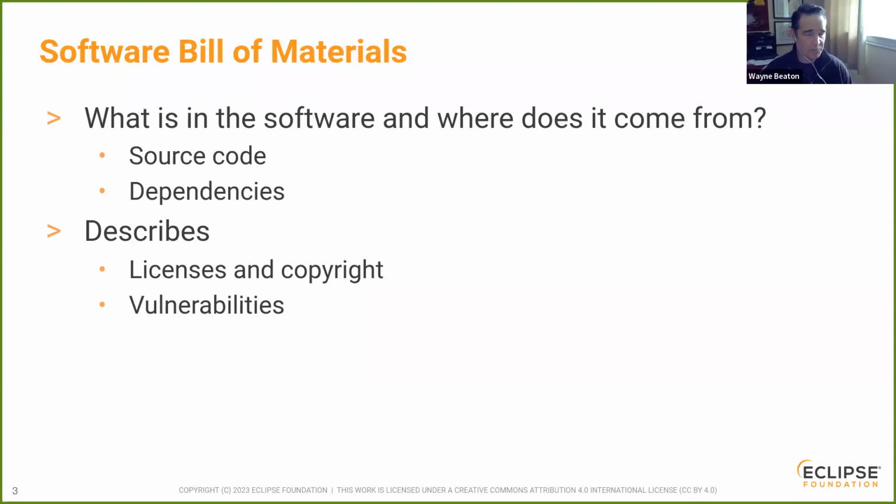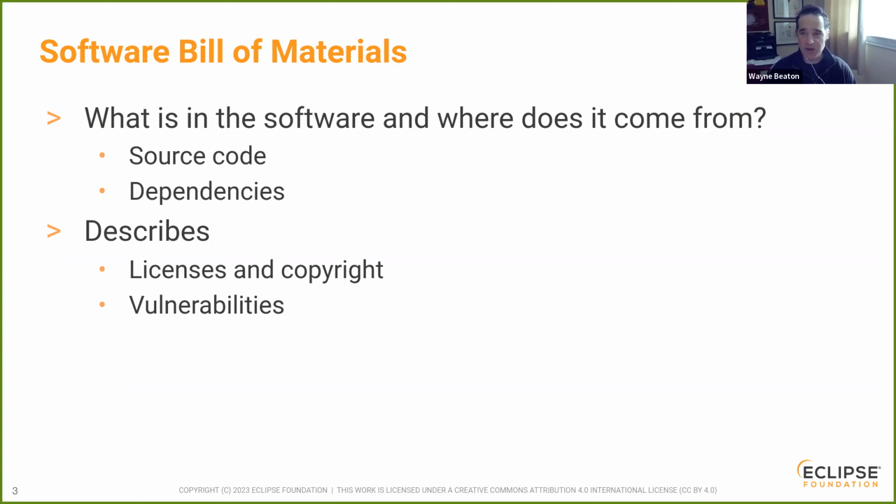I'm going to try to avoid a formal definition at this point, but the idea is: what is in the software and where does it come from is the basic question we're trying to answer with an SBOM, a software bill of materials. This generally is considered to mean the contents of the source code and, of course, where it came from, and then the various dependencies that make up deliverables.